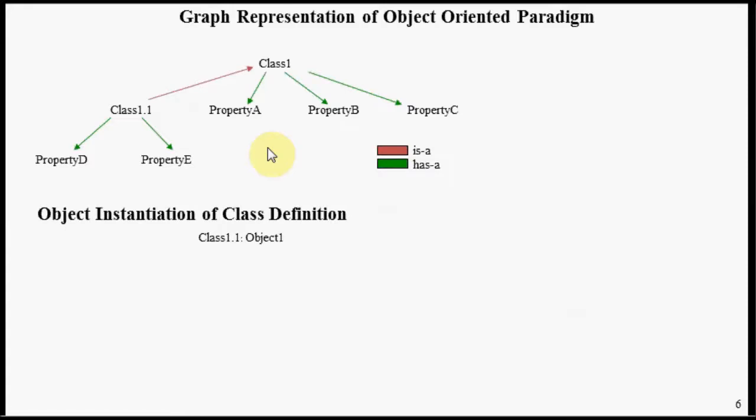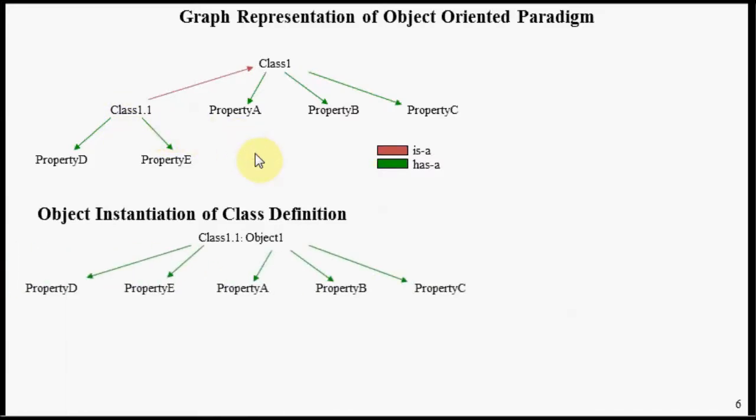Now let's look at a graph here. Let's look at what happens if we want to instantiate class 1.1. Let's look at the equivalent object graph. In this case, it would look like the following. Assuming we want to instantiate class 1.1 and we're going to call that object 1, what happens is the following. We first want to instantiate properties D and E, and then we want to look at this inheritance is-a link to inherit properties A, B, and C, which is what you see down here.